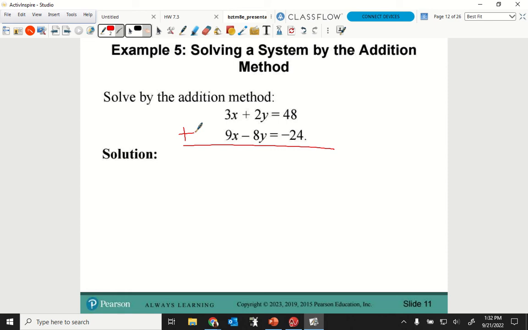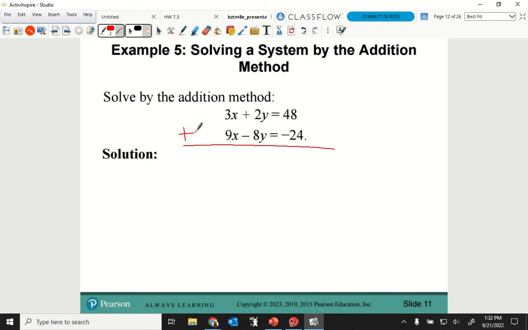So now let's look at it when we're combining these right now. What is 3 and 9 going to give me? 12. So that's not going to equal 0, is it? Dang. Okay. Now, positive 2, negative 8. That's going to give me negative 6, right? So neither of these variables right here is going to add up to 0.